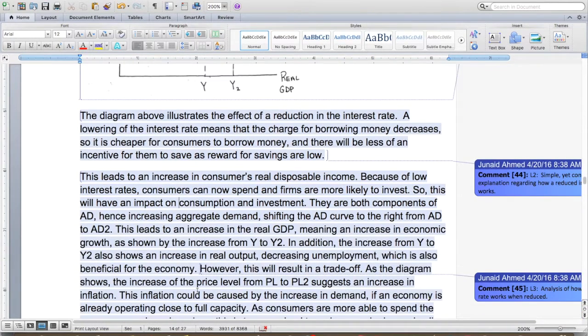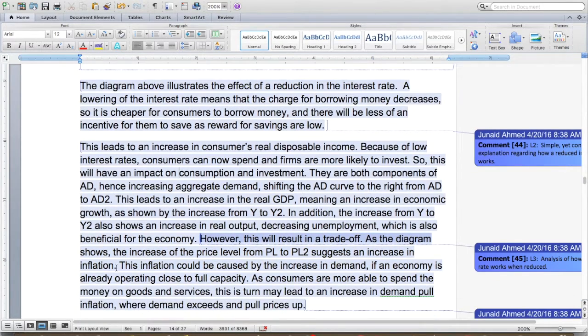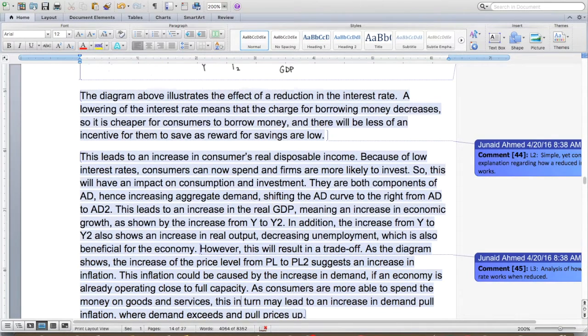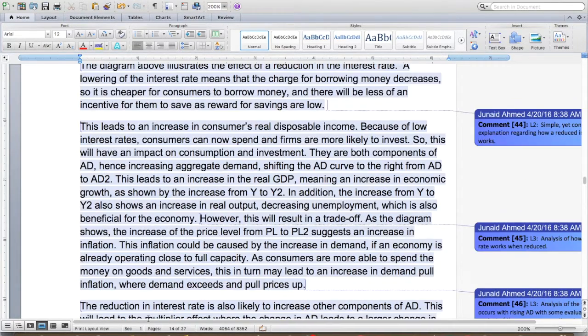We can see price level is going to go up. As the diagram shows, the increase of the price level from PL to PL2 suggests an increase in inflation. This inflation could be caused by the increase in demand if an economy is already operating close to full capacity. Good. As consumers are more able to spend the money on goods and services, this in turn may lead to an increase in demand pull inflation where demand exceeds aggregate supply and pulls prices up.